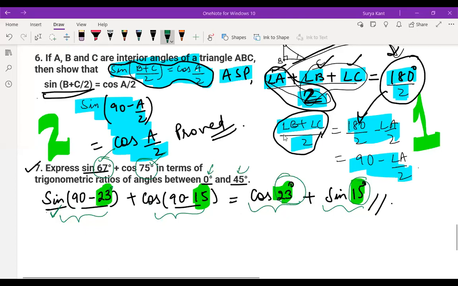So this is cos 23 and sine 15. Both came into complement, between 0 and 45. Now it's clear? Yes, sir.